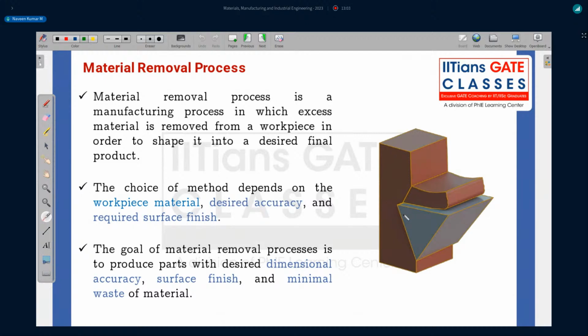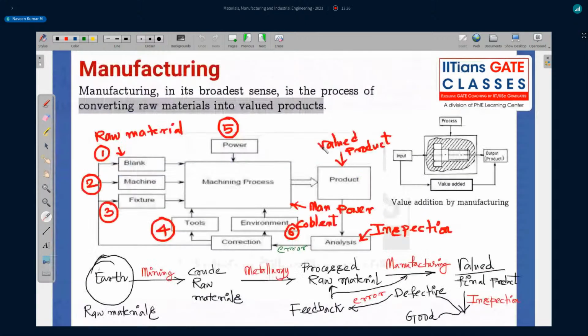So this is your chip, this is your workpiece, this is your tool. We'll label them. But let's read the statement here. Material removal process is a manufacturing process in which excess material is removed from workpiece in order to shape it into a desired final product. In the previous figure also we have seen, if you see here we have some kind of a cylindrical billet, right? This cylindrical billet has been converted into this kind of thing.